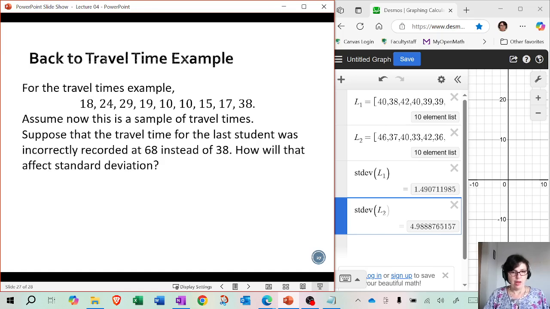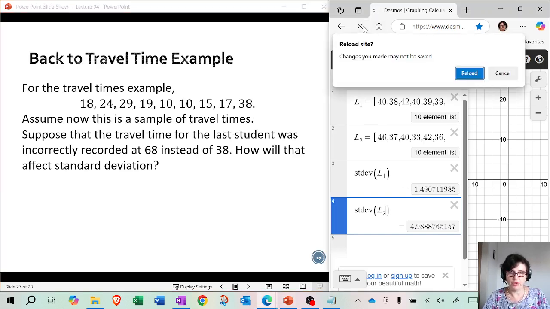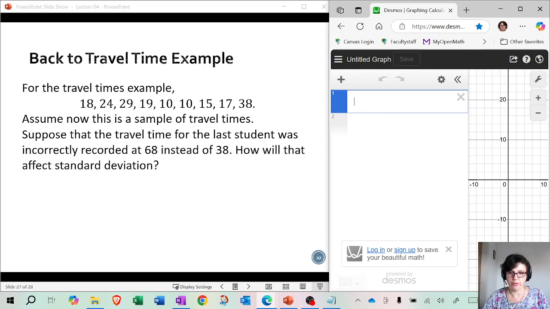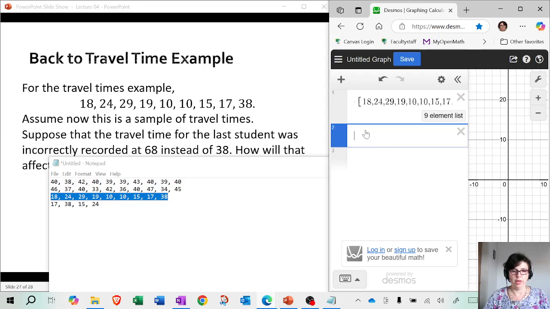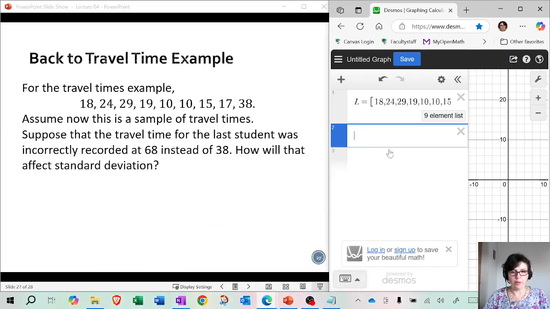Okay, now for this example, let me just refresh the page, we're going back to the travel times. So let's just say L equals, and let's get the travel times again. So this would be these. Okay, and then we want to compute the standard deviation of this data. So let's decide what it is. I'm going to go ahead and surround it by the command round and 2. Okay, so the standard deviation is 9.08.